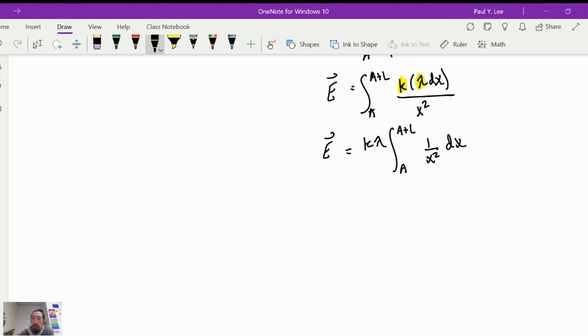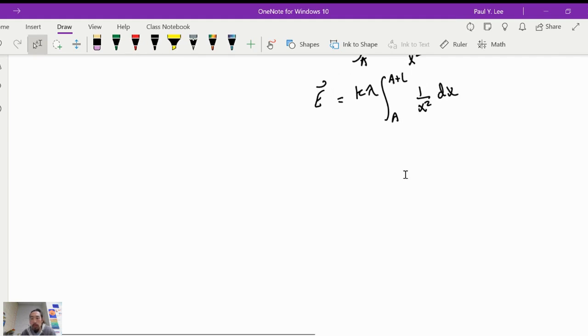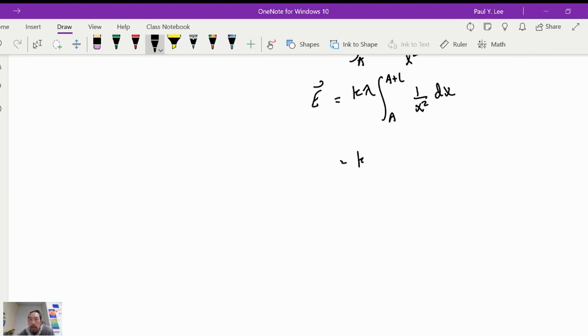All right, and at this point, all we have to do is integrate 1 over x squared, and we should get k lambda to the x to the negative 1/2 power with our bounds a and a plus l.